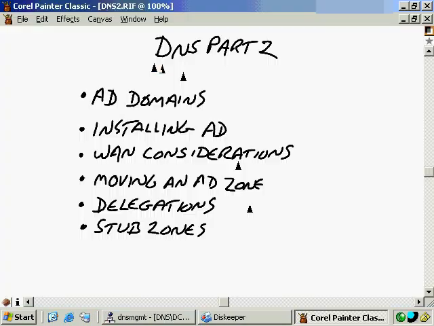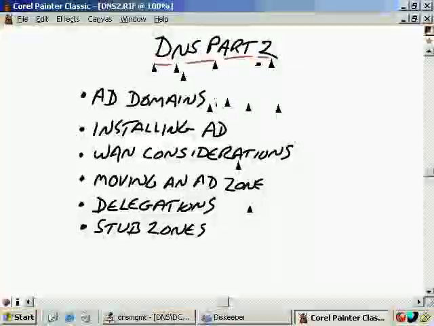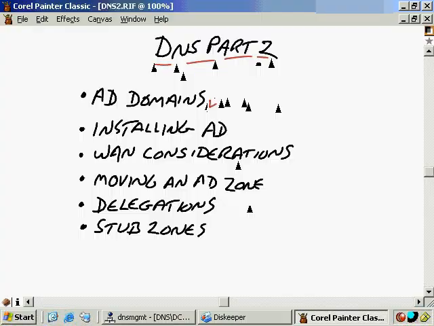In this nugget, we continue our discussion of DNS, and this will be part 2. We first of all talk about Active Directory domains, and this really has two meanings. Active Directory domains in terms of the security boundary, how users log on, where the accounts are stored and all that, but also in terms of DNS, because a DNS zone can correlate to an Active Directory domain of the same name. So we'll go ahead and install Active Directory and see how that works.